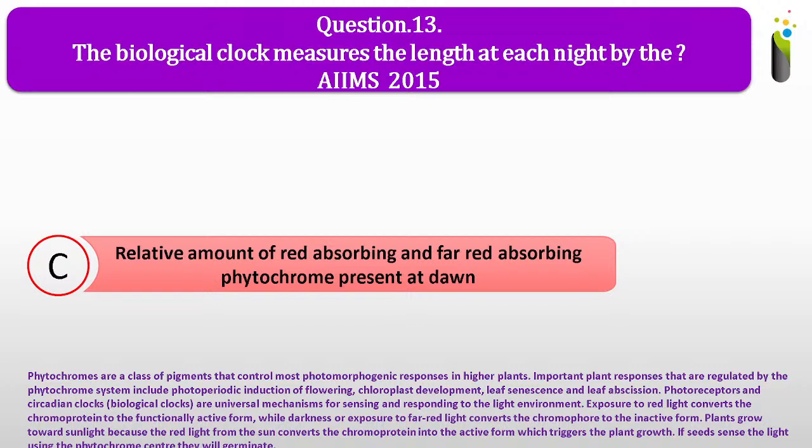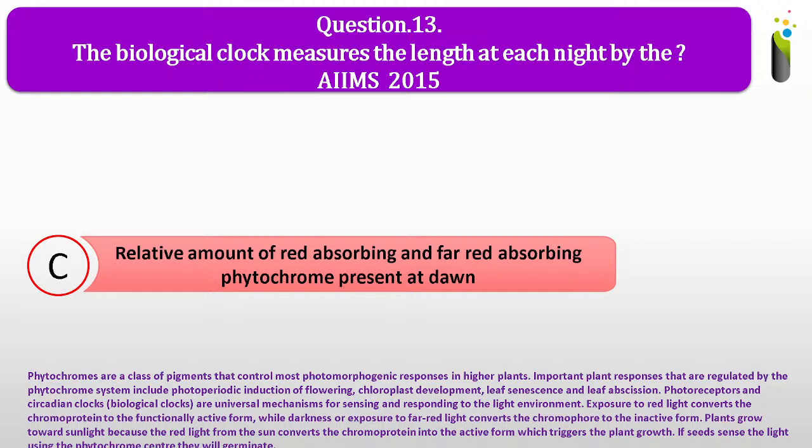Now friends, please listen to me carefully. What are phytochromes? These are a class of pigments that control most photomorphogenic responses in higher plants. Now what do I mean by photomorphogenic? That is nothing but a response to the light. Important plant responses that are regulated by the phytochrome system include photoperiodic induction of flowering, chloroplast development, leaf senescence, and leaf abscission.